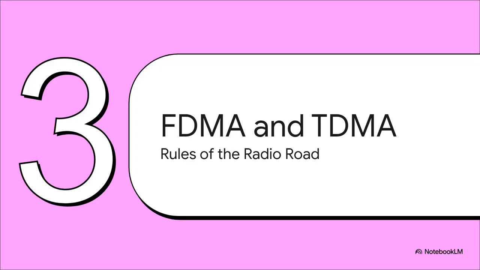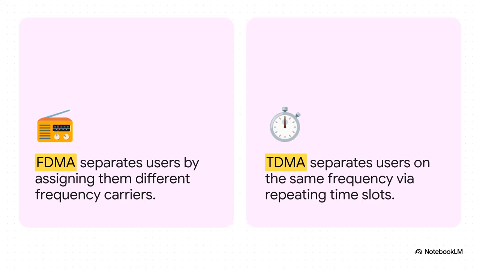All right, Section 3, Invisible Highways, FDMA and TDMA. Let's dig into the rules of the radio road. So we've mapped out the hardware, but what about the actual radio interface carrying your voice? How does GSM prevent millions of calls from just crashing into each other? Well, it uses two distinct methods together.